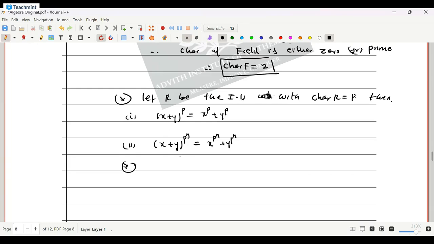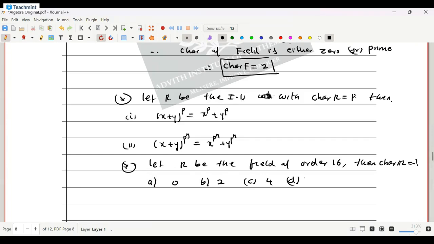Let R be the field of order 16. Previous question. Then the characteristic of R is equal to dash. Options are 0, 2, 4, 16. So 16 can be written as 2 power 4. Therefore, as said before, the characteristic of R should be equal to 2.